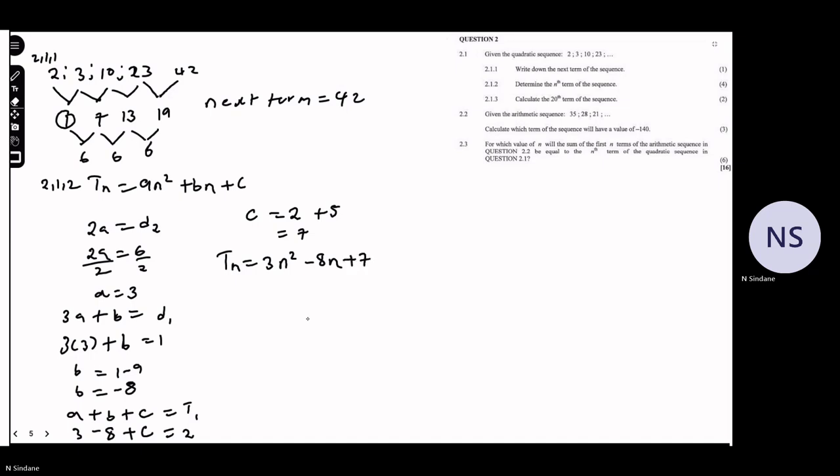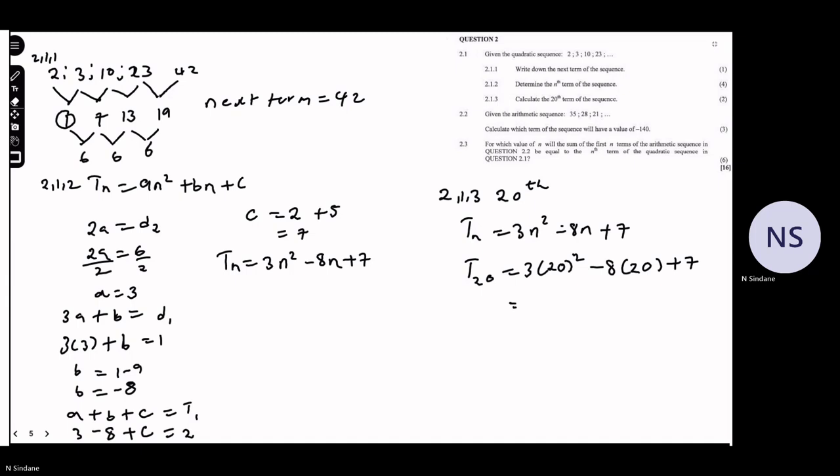That is my Tn. Then the next question, which is 2.1.3, they want to know the 20th term. So we'll say Tn is equal to 3n squared minus 8n plus 7. T20 is equal to 3 into 20 squared minus 8 into 20 plus 7.